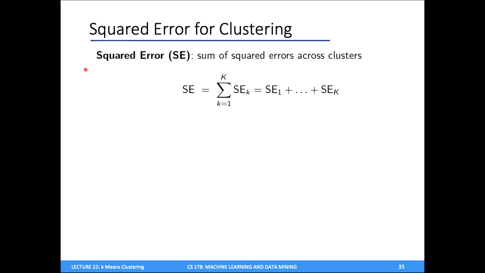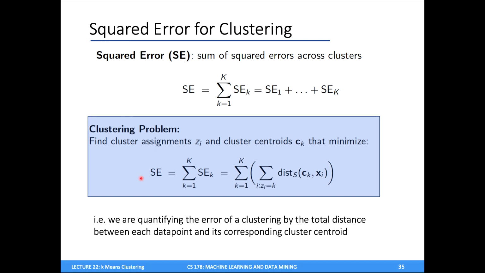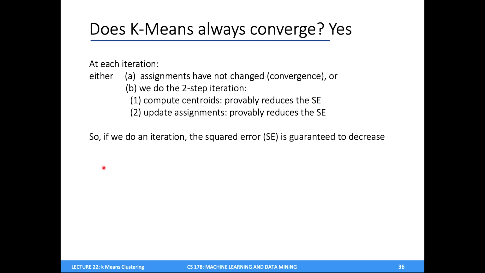The squared error is then the sum of all of these squared errors per cluster. So for every cluster, I get a squared error, and I sum these all up. And this squared error number is how we can quantitatively measure how good our clustering is. In other words, we're quantifying how good our clustering is by the total distance between each data point and its corresponding cluster centroid. And the kMeans algorithm is actually guaranteed to converge to a local minimum of this squared error metric.